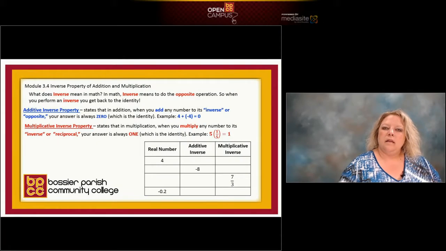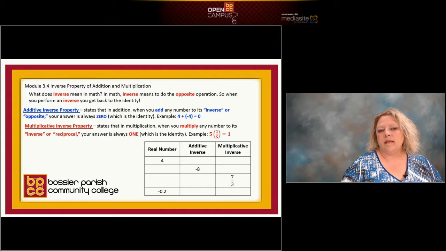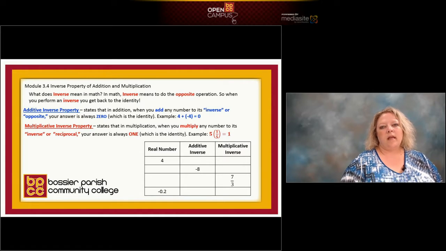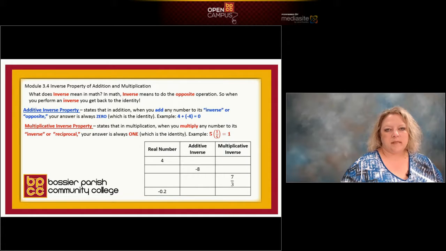Hi. The module that we're going to cover now is Module 3.4, the inverse property for addition and multiplication. What does that word mean, inverse? Well, in math, it means to do the opposite operation. So you have two properties with the inverse.